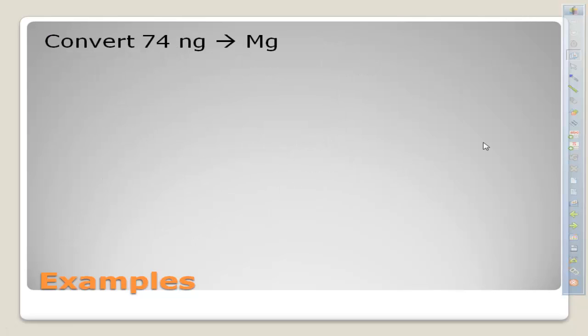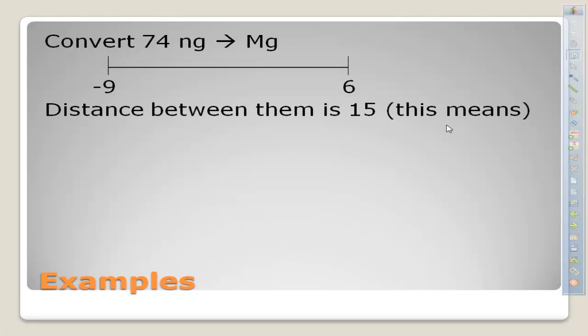Okay, let's go ahead and look at one that has a couple of prefixes. We've got 74 nanograms, and we're going to convert it to, notice this is a big M, so that's megagrams. Okay, first thing that we're going to do is set up our number line. Here's our nano, 10 to the negative 9th. Over here we've got our mega, that's 10 to the 6th. So going from negative 9, 0 will probably be somewhere in there, so there's 9 units. We're going to go from 0 over here now to 6, so that's 6 more units. So we're going to have a distance of 15.